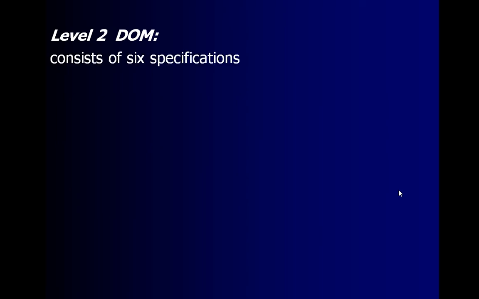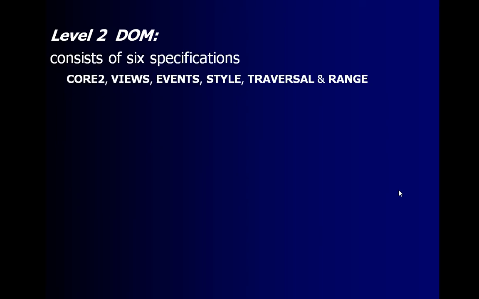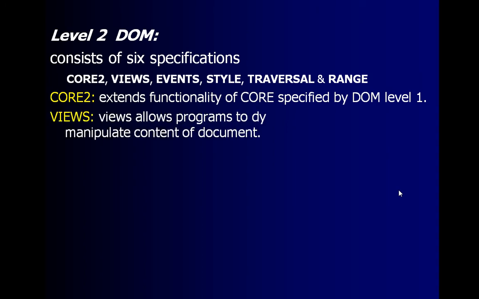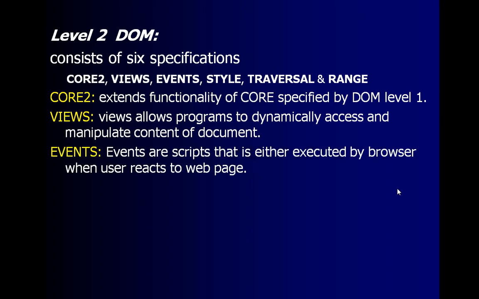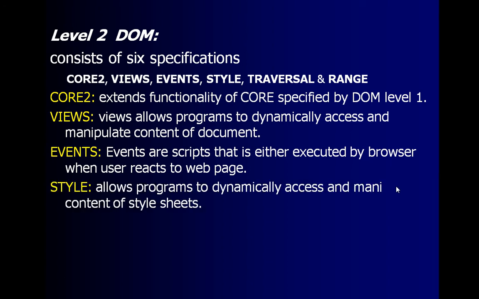And level 2 DOM consists of 6 specifications. Core 2, that means level 1. All the level 1 specifications are available in level 2. In addition to that, it has views to dynamically access and manipulate the content of the documents. Events: on click, on load, on focus. Events are scripts that are executed by the browser when the user reacts to the web page. We have seen in JavaScript on load, on click, on submit, on double click. All these are events.